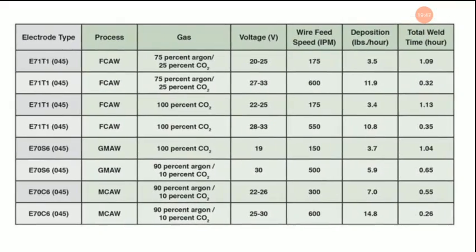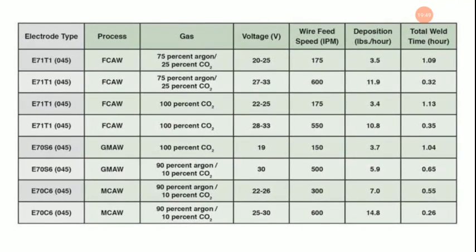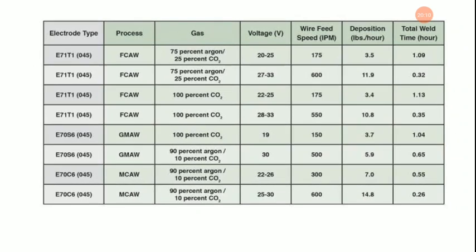So here you will find another classification of the welding parameters: electrode types, process, gas, voltage, wire feed speed, deposition, total weld time, etc. So for the different processes, they have different types of gas used, as well as different voltage, wire feed speed, deposition, and total weld time.